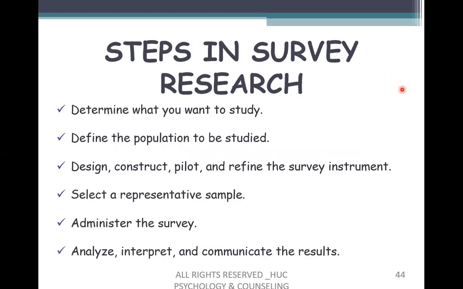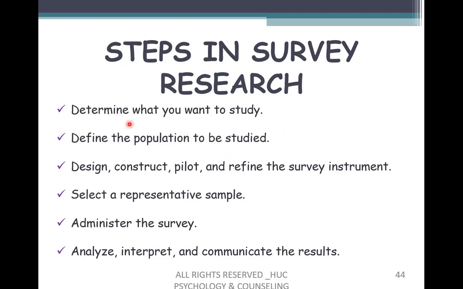So these are the steps in survey research. First, you have to determine what you want to study. You should have a specific idea of what you want to study. The next one is to define the population to be studied. There should be a specific population that you are going to study, so it should be very specific. When you are carrying out survey research, these are the main steps that you have to follow.